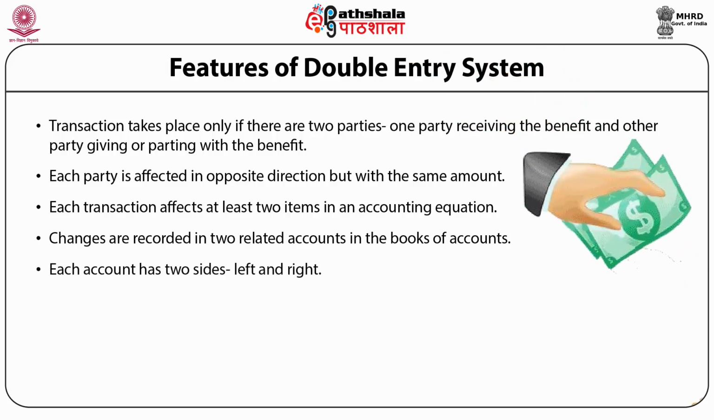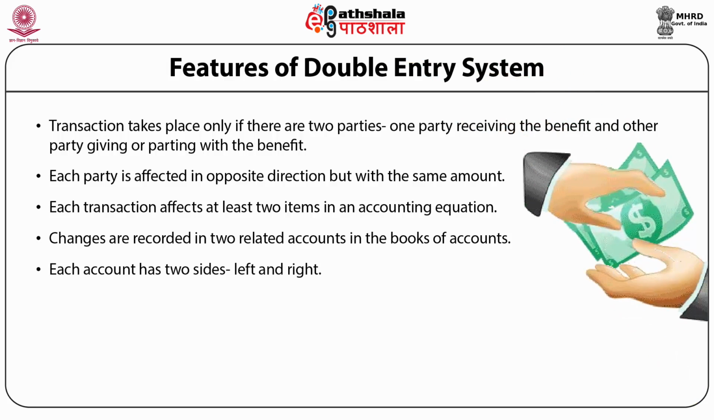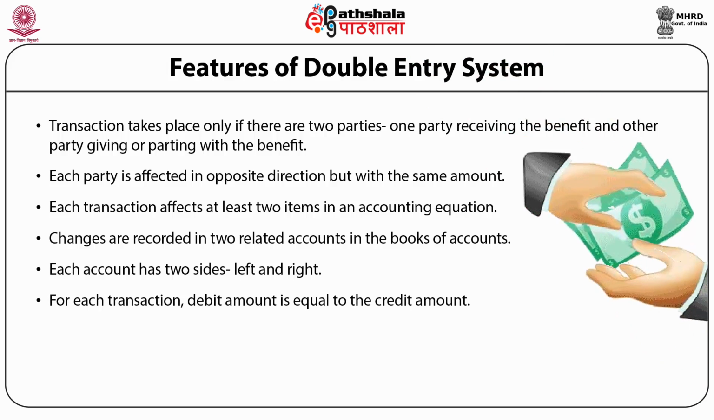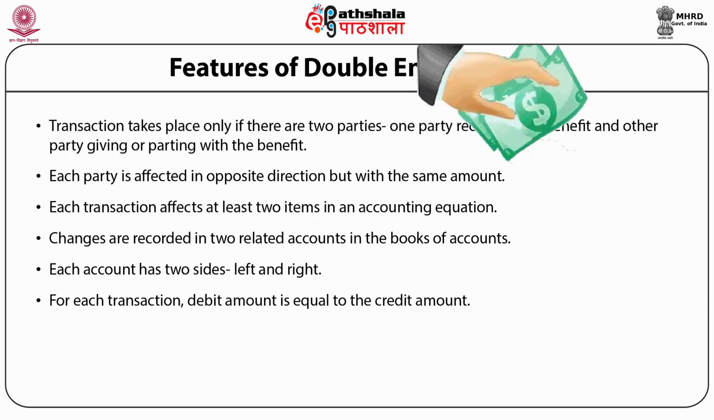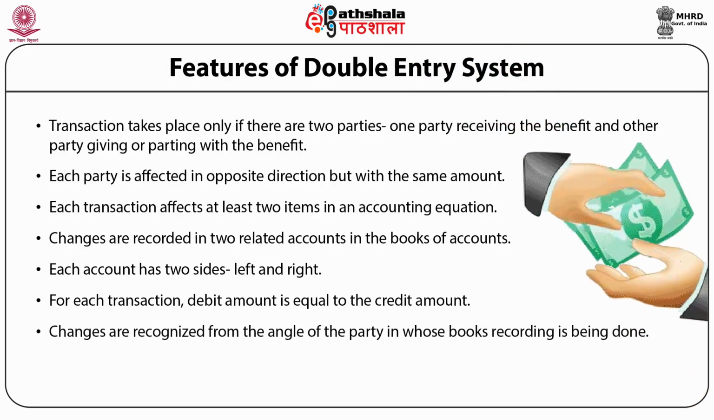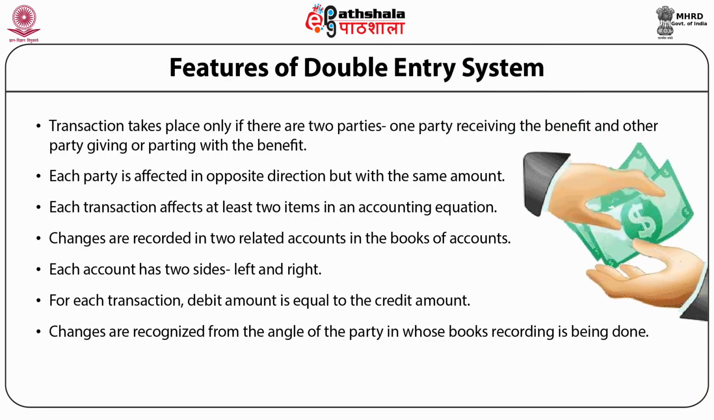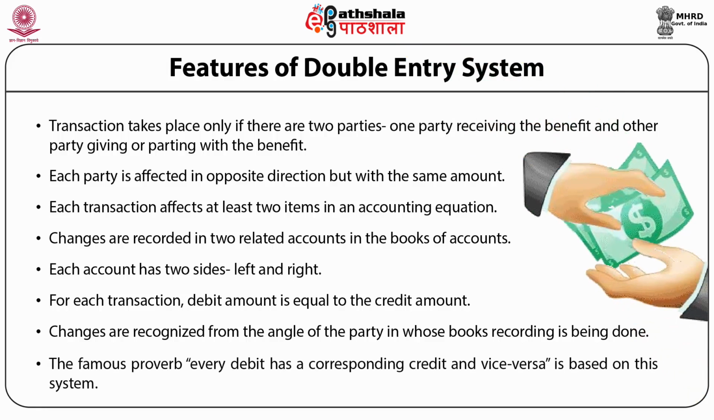Each account has two sides, left and right. For each transaction, debit amount is equal to the credit amount. Changes are recognized from the angle of the party in whose books recording is being done. The famous proverb, "Every debit has a corresponding credit," and vice versa, is based on this system.